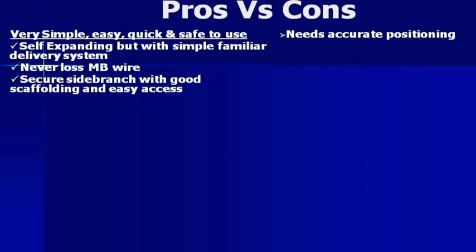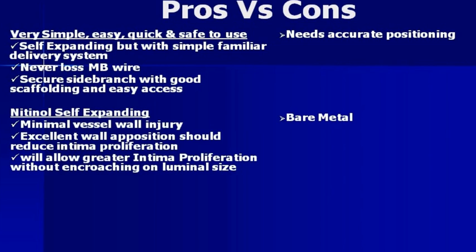stents. The important thing is that you never lose the main branch wire, so in terms of safety, that's important. Another important point is that you're always securing the side branch with good scaffolding and easy access. Of course, you do need some skill in terms of accurate positioning, but the learning curve for that is very short.